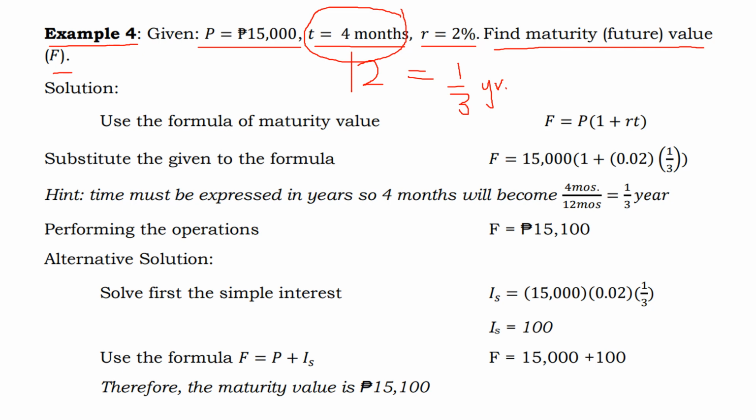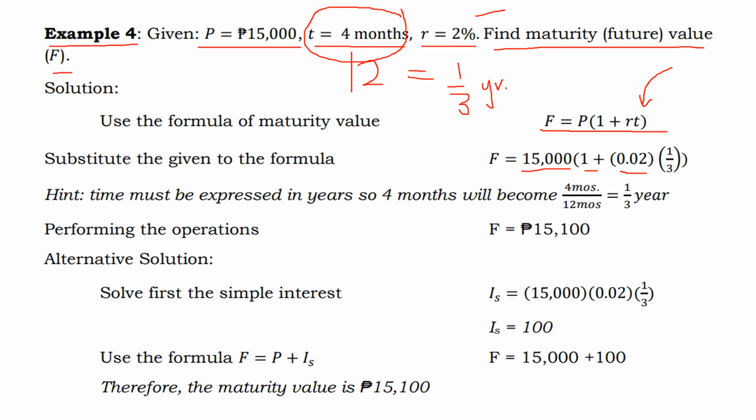So use the formula of maturity value or future value. We simply use F is equal to P multiplied by 1 plus RT. This formula is the same thing as P plus I. Then we substitute the given values of this example number 4. Then we apply your 15,000 times 1 plus 0.02, that will be your rate of interest.